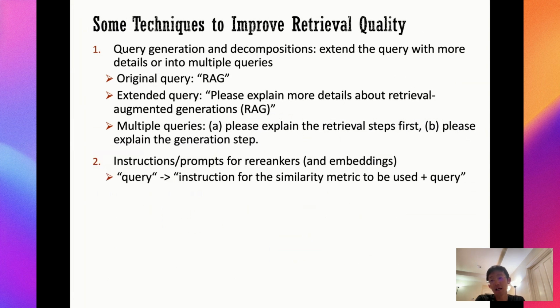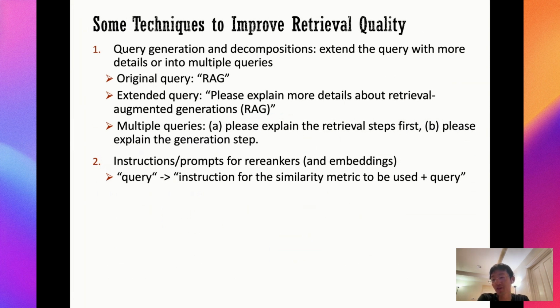Another way is that you can do something similar in the rerankers, not by changing the queries, but just by adding some instructions. For example, sometimes the challenge is that the similarity definition is not clear upfront, right?